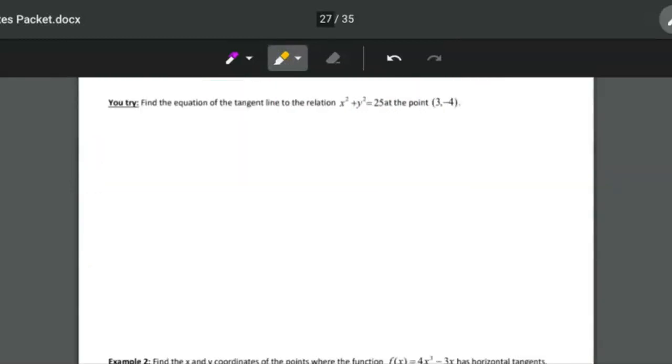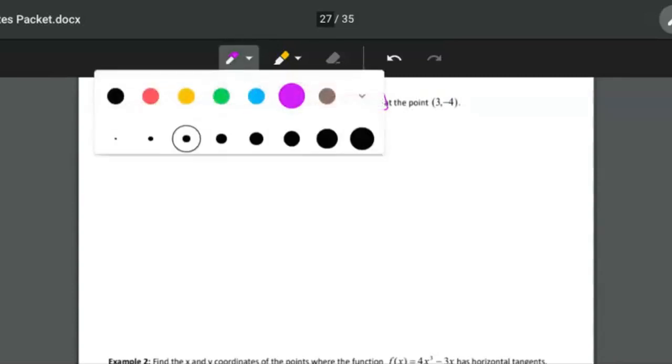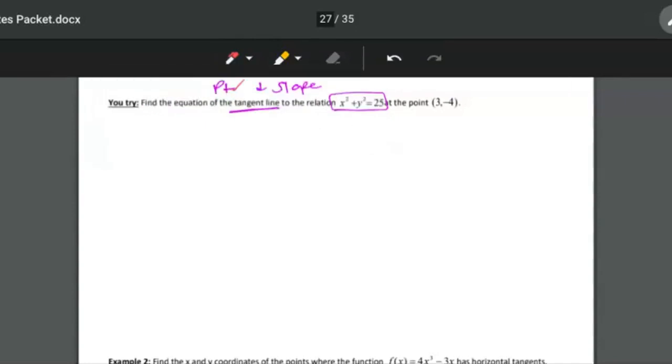You should pause the video and give this problem a try. Once you get your answer, press play and I'll explain it so you can check if your answer is right. It says find the equation of the tangent line. Anytime you're finding the equation of the tangent line, you need the point and the slope. They're saying find the equation of the tangent line to this equation at the point 3, -4. They gave us the point, so check that off your list. We just have to find the slope.